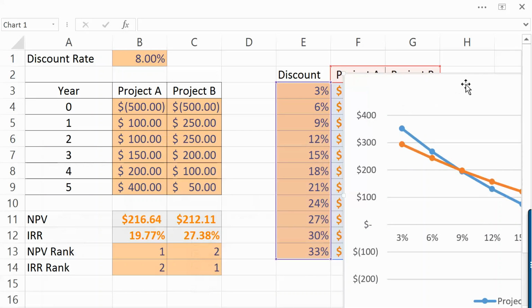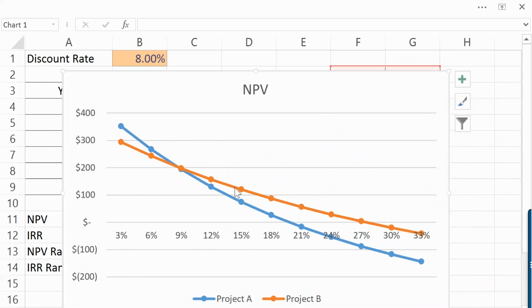Hit OK. So what you see is the NPV for both projects is positive for low discount rates, and at some point there's a break even here. And we could run a solver to figure out what that break even is. But at some point there's a break even point: if the discount rate is 9% or less, it looks like project A is better. If the discount rate is about 9% or more, it looks like project B is the better project.